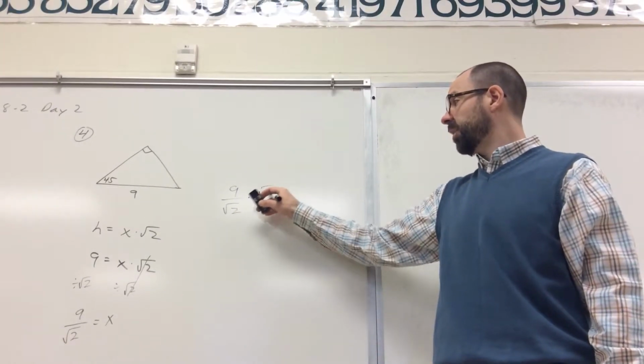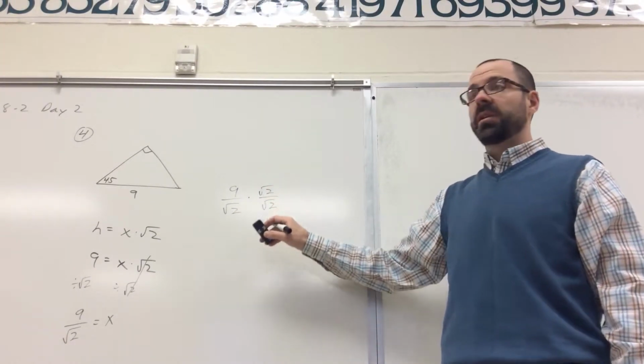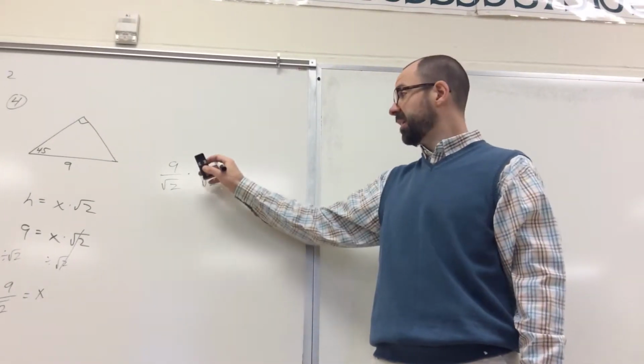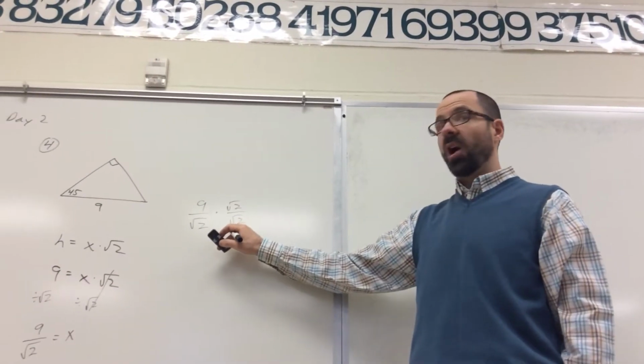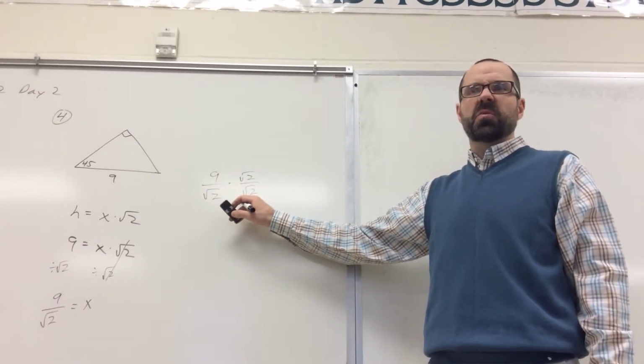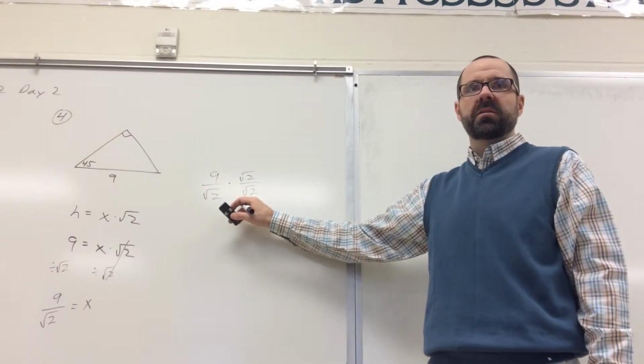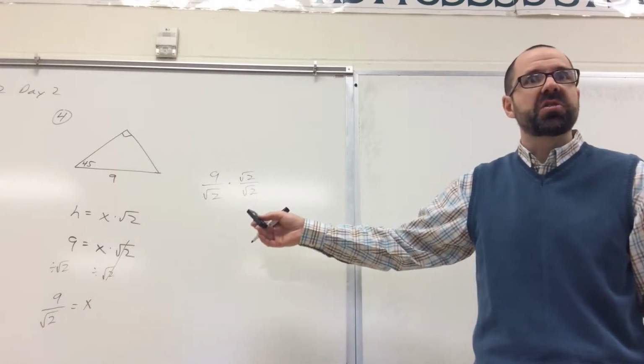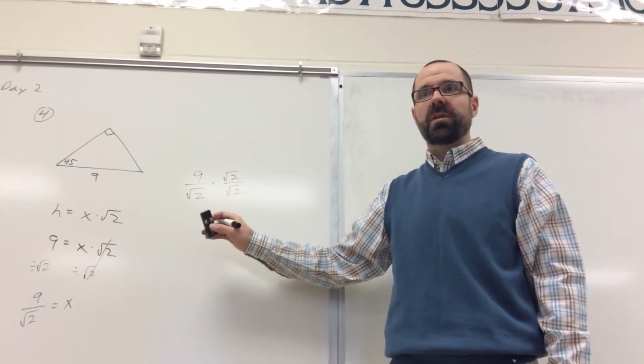Good. So you multiply by root 2 over root 2. And don't forget that the reason that's legal is because this is equal to 1. And so we're really just multiplying by 1, which doesn't change anything. It changes what it looks like, but it doesn't change what it's worth.